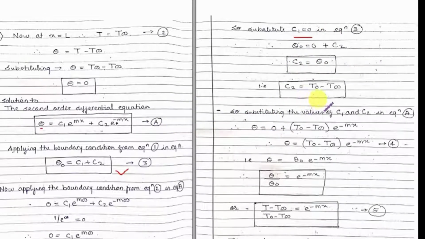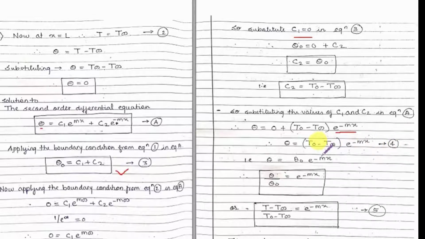So this is written substituting the value in equation number A. So theta is equal to this whole term, which becomes 0 as C1 is 0, plus C2. What is C2? T0 minus T infinity. So this is replaced by T0 minus T infinity multiplied by e to the power minus mx. So name this equation as equation number 4.